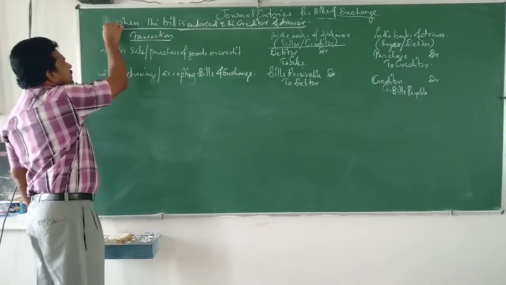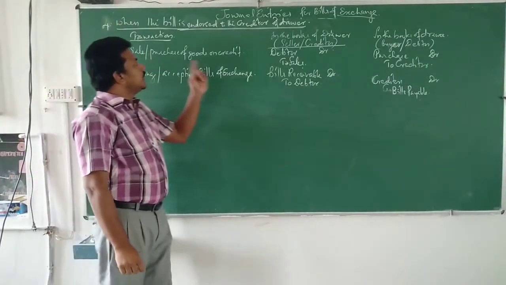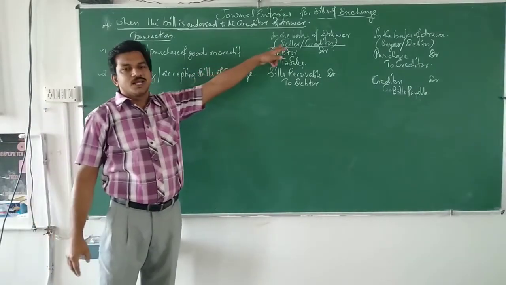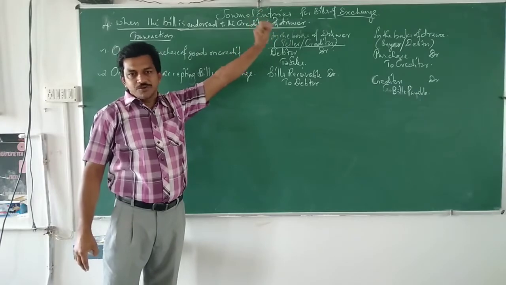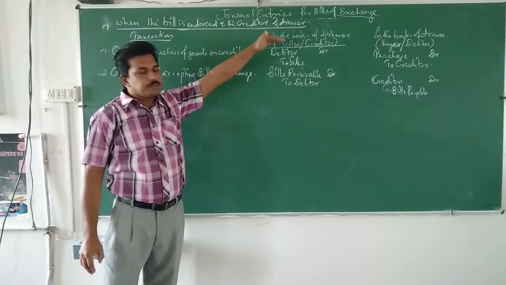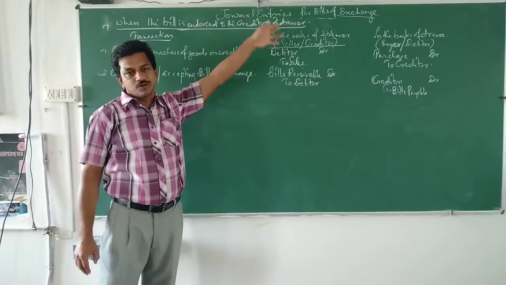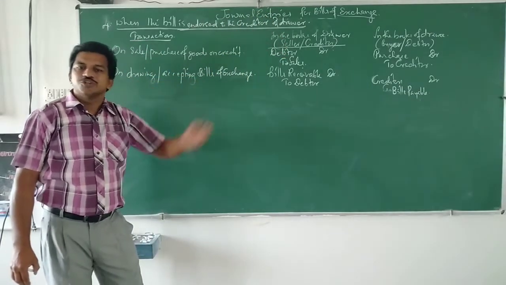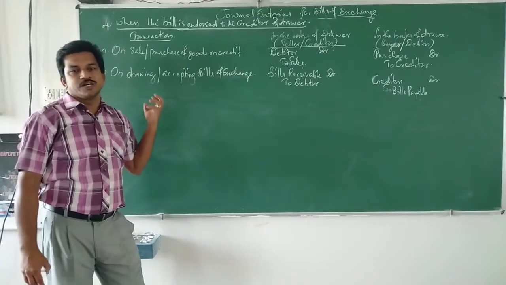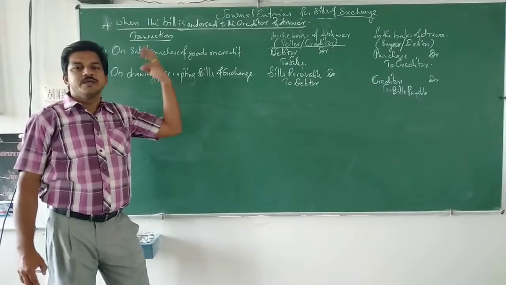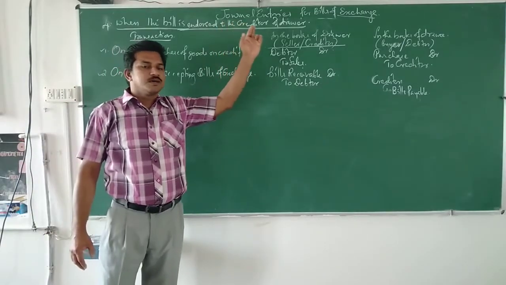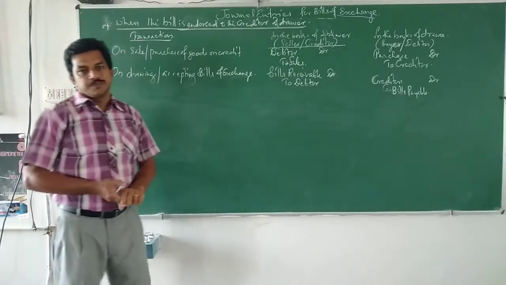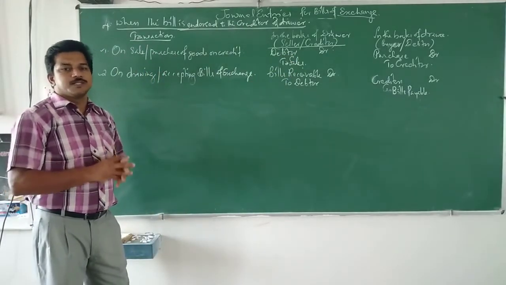The fourth case is when the bill is endorsed to the creditor of the drawer or seller. That means sometimes the drawer may have to pay some money to his creditor. At that time, whatever he received as the bill may be given to his creditor, and the drawer's creditor will go and collect the money from the drawee, isn't it? So what will be the journal entry in that case?